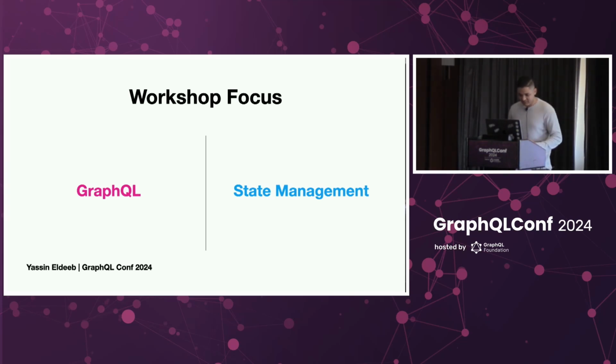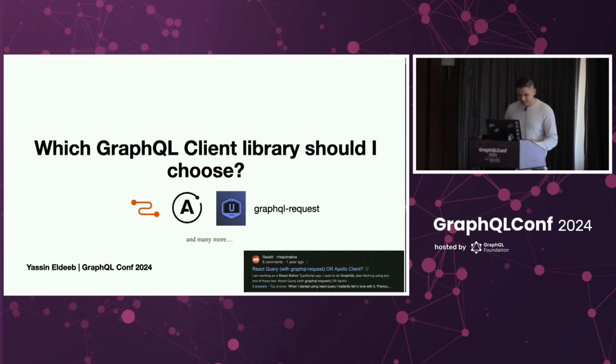So let's get back to the workshop focus, which is GraphQL and state management. And so the first question would be, which GraphQL client library should I use? There's so many. There's Relay, Apollo Client, Urql, GraphQL Request, and many more. They're popping out every month. It's a lot of libraries.